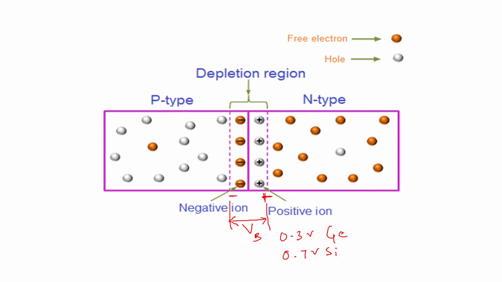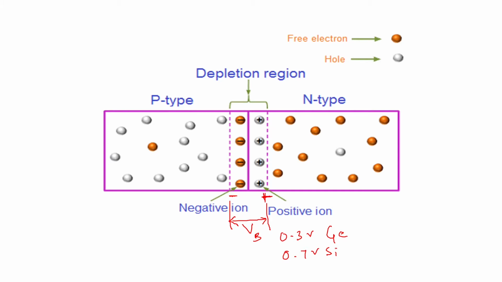Clear? Now this is called barrier potential because whenever you want the diode to conduct, whenever you want a flow of current through it, the applied voltage has to first overcome this voltage, which is the barrier opposing it.